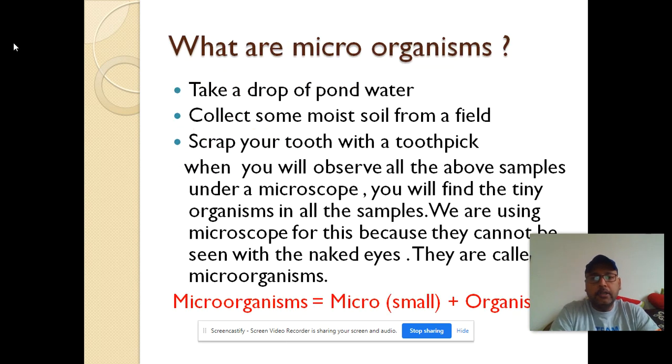So, what are microorganisms? When you take a drop of water, collect a sample of soil, or scrape your tooth with a toothpick, and observe all these samples under a microscope, we will observe some tiny structures which are present in all these samples. They are called microorganisms.